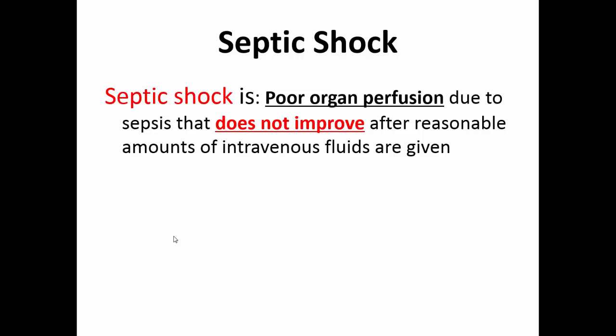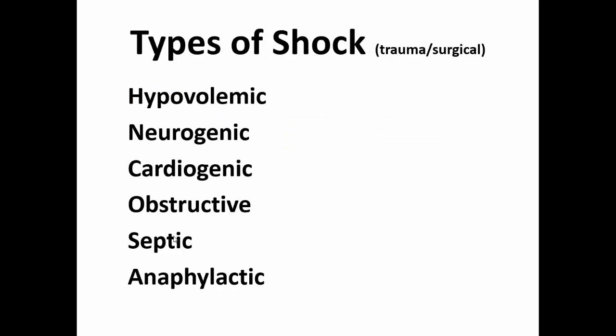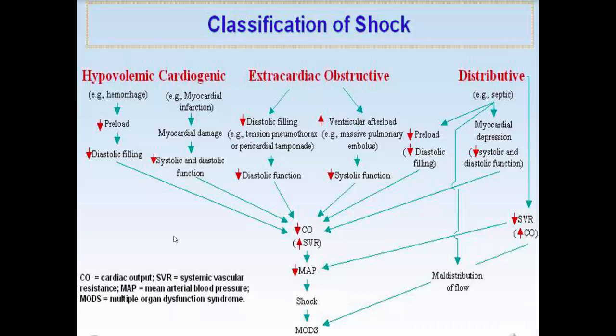So septic shock is poor organ perfusion due to sepsis that doesn't improve once you've given reasonable amounts of intravenous fluid. So there's lots of different types of shock. Our focus here is on septic shock. Here are the mechanisms of shock, sort of what leads you down to poor tissue organ perfusion.